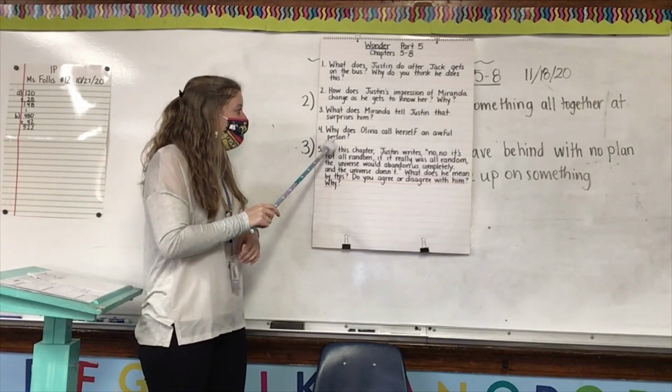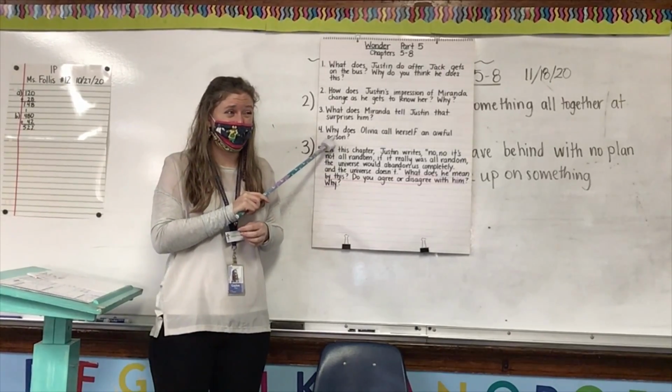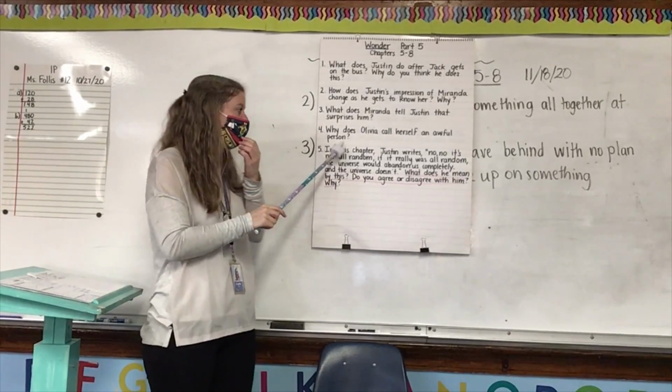Number 5, why does Olivia call herself an awful person? So what does she say about herself? Why is she saying that about herself?